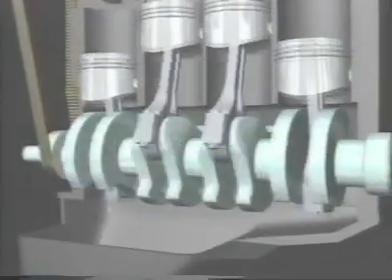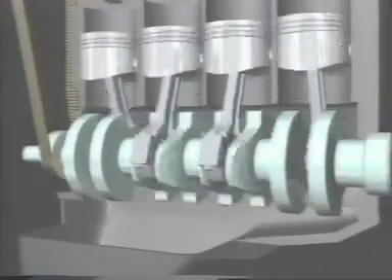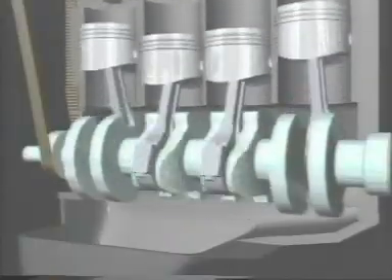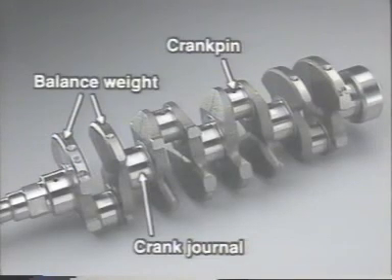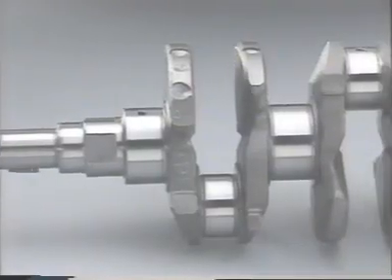The crankshaft converts the linear motion of each piston to rotary motion via the connecting rod. The crankshaft is composed of crank pins, which transmit the piston force to the shaft, crank journals, which govern the rotation of the shaft, and balance weights, which ensure well-balanced rotation of the shaft.